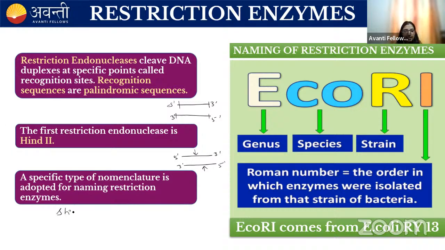Okay. And restriction endonucleases produce two types of ends. One is the sticky end, and another one is a blunt end. Other names for the sticky end are staggered ends, overhanging ends, or cohesive ends. These are the alternative names of sticky ends. Another name for blunt end is flush end.